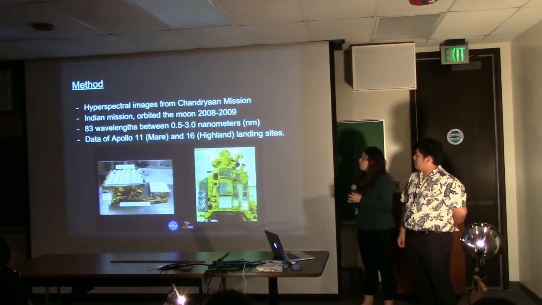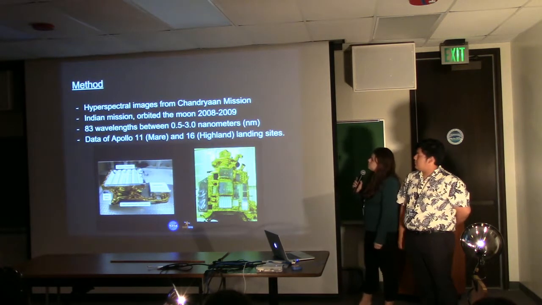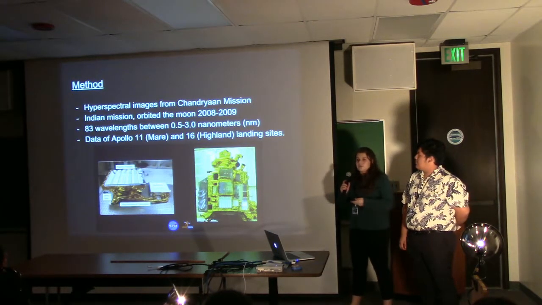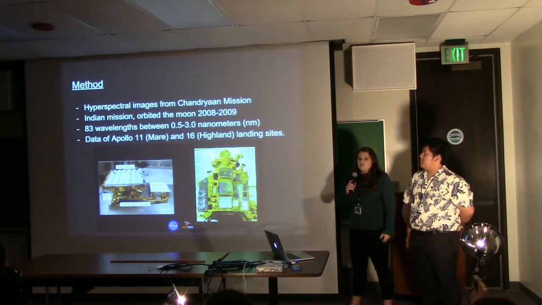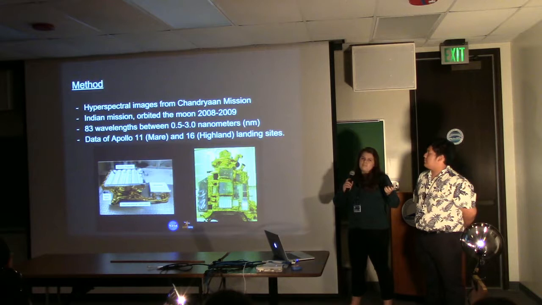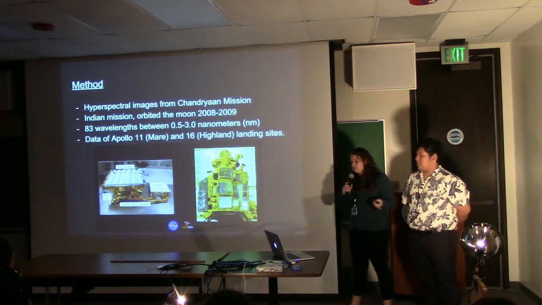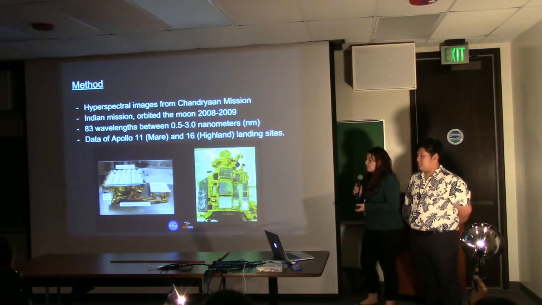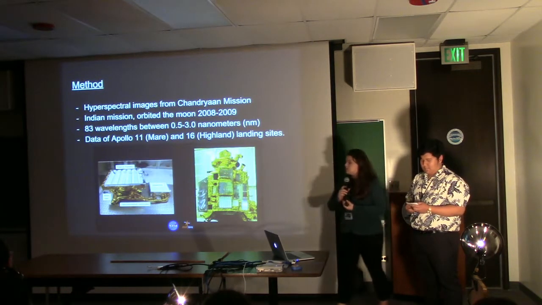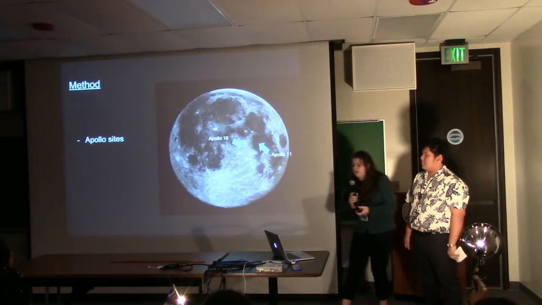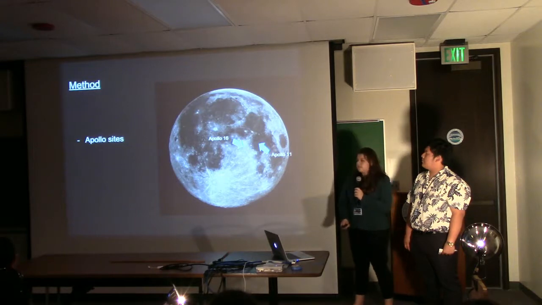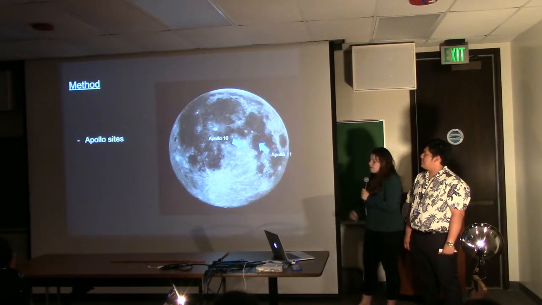So for the method, we use hyperspectral images from the Jongeneelen mission, which is an Indian mission that orbited the moon from about 2008 to 2009, and this mission collected 83 wavelengths of data between about 0.5 to 3 nanometers. And so for the purpose of our project, we are using data from the Apollo 11 site as well as the Apollo 16 landing site. As you can see here, this is the Apollo 16, which is the highland area, and the Apollo 11 was in the mare.